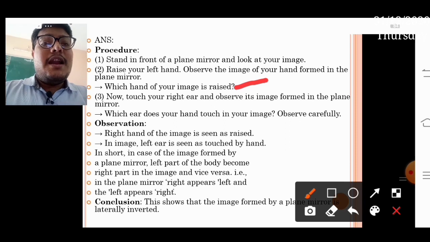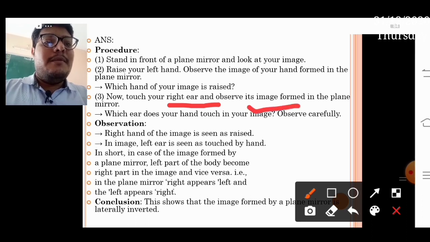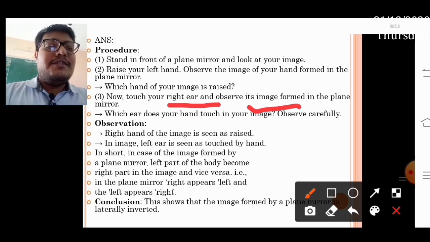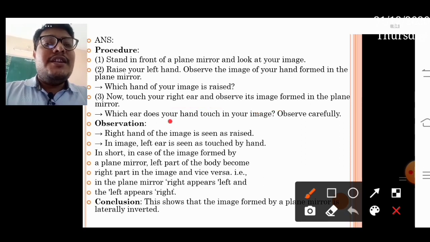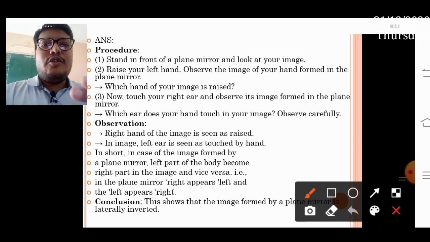See the third step. Now touch your right ear. Touch your right ear and observe your image. Which ear is touched by your image? Which ear does your hand touch in your image? Observe carefully. Okay, now observation. You can do it yourself, right? We did it in live class also, right? You were standing in front of the mirror.